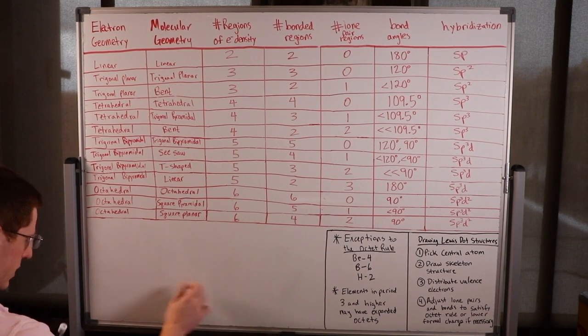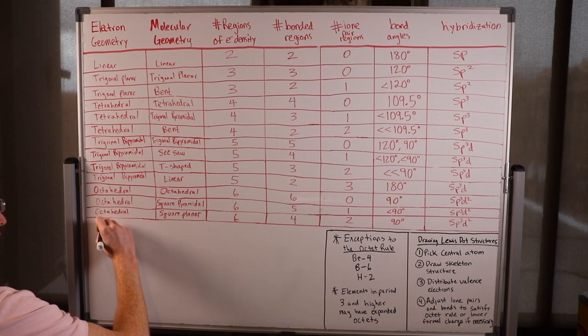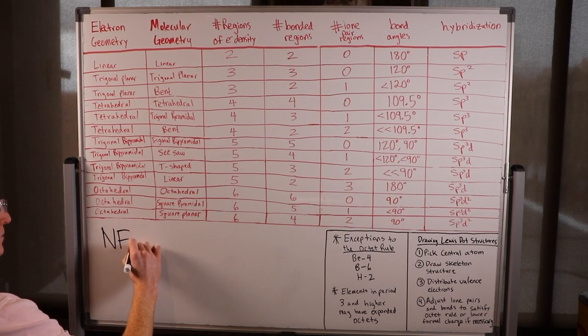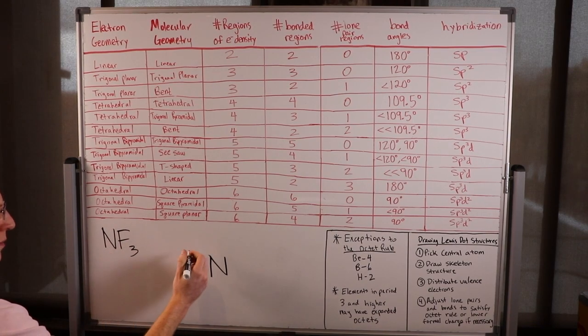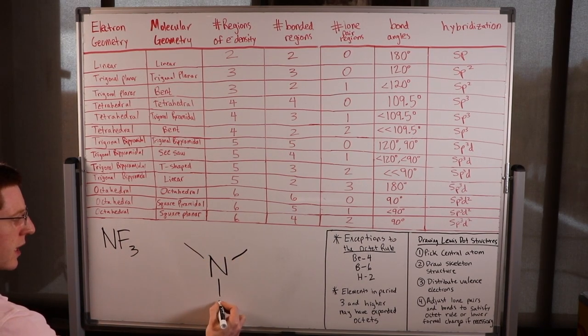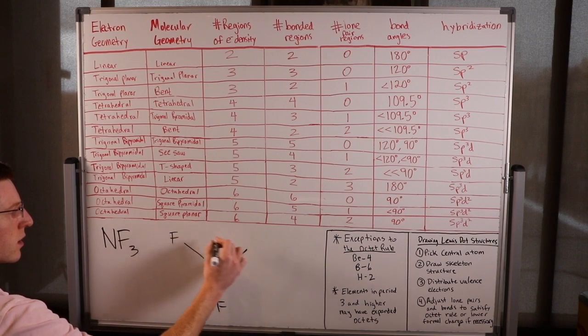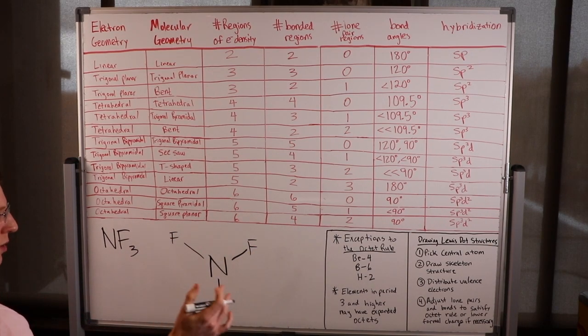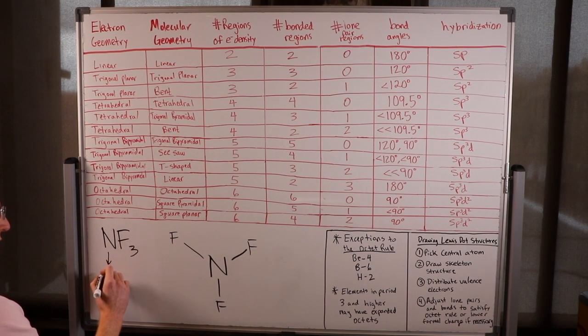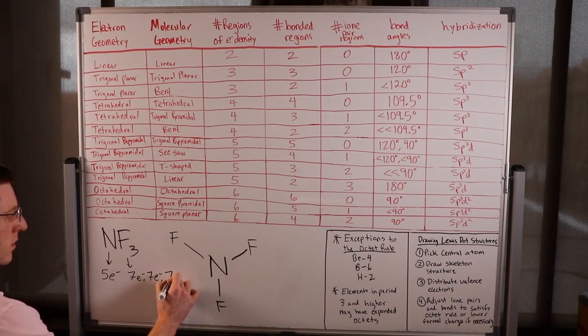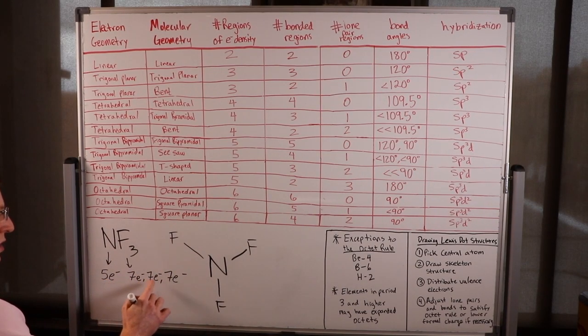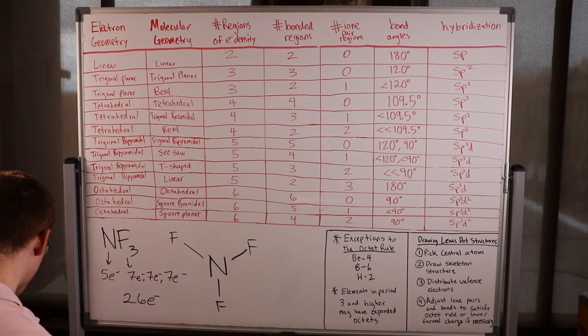Okay, so let's do NF3. So I'll draw my central atom here, nitrogen, because there's one of them. Draw my skeleton structure by attaching the outer atoms. And then distribute my valence electrons. So nitrogen is in group 5. Fluorine is in group 7. So 5 plus 21, I have 26 electrons here to work with.